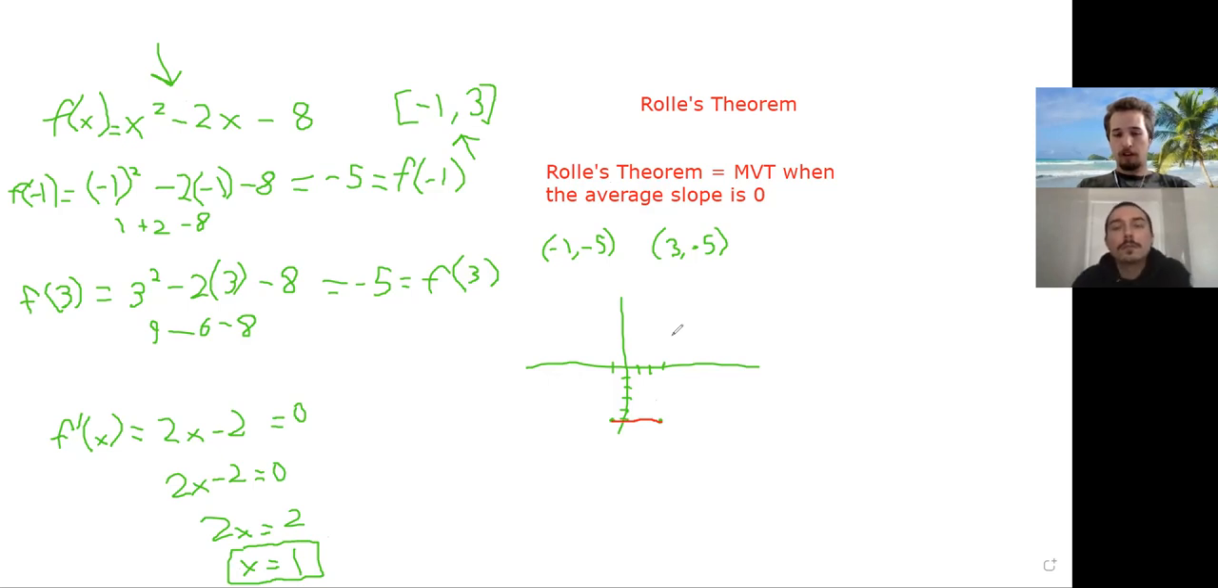We're just reviewing EVT and MVT. I only brought up Rolle's theorem because you guys never did it in class, but it's the same thing as MVT. So if you see Rolle's theorem on the AP test, just treat it like MVT. It just happens to be a special case of MVT where the average slope is 0. I'll go over another MVT where it's not Rolle's theorem.